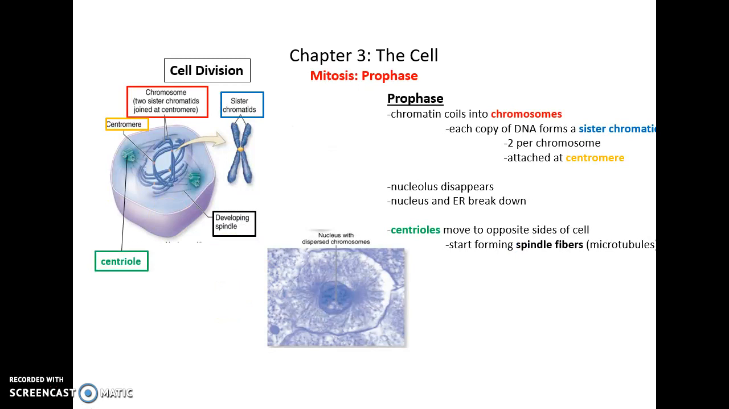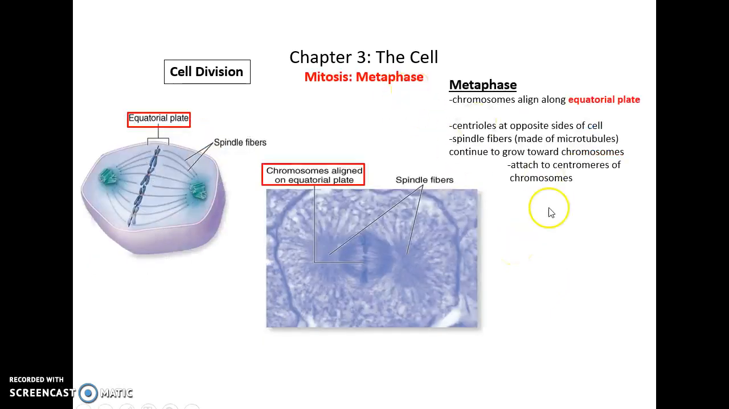Then the cell that is going to divide will enter prophase. During prophase, the nuclear envelope will break down and the nucleus will start to disappear. The chromatin will condense down to form the chromosomes. Each chromosome has two sides. Each side is a chromatid, so there are two sister chromatids connected by the centromere. The nucleolus will disappear, the endoplasmic reticulum will disappear, and the centrosomes or centrioles will start to migrate to opposite sides of the cells and start producing spindle fibers, specialized microtubule structures.